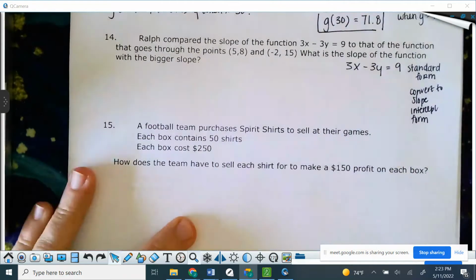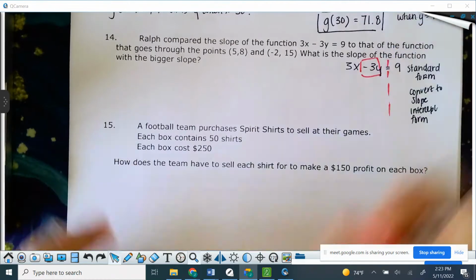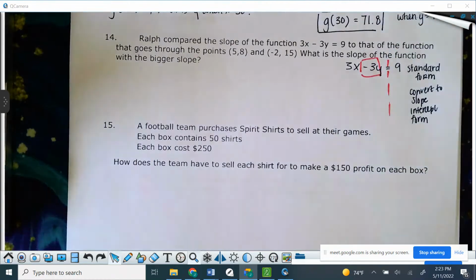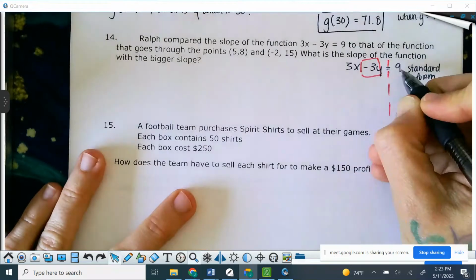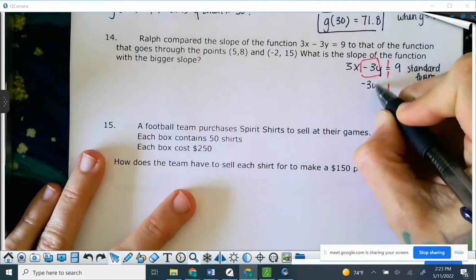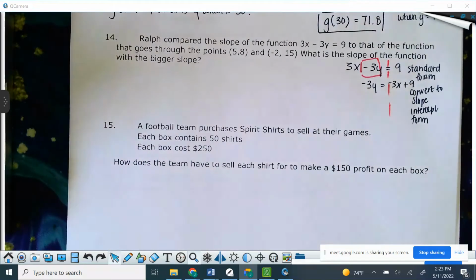Yep, getting way closer. Good job. I see it in the box. So we want this guy. But even stopping right there, you're going to have a misconception, right? So that 3x is going to come over. It's going to become negative. So it's negative 3y equals negative 3x plus 9. I still don't know my slope because y is not by itself yet.